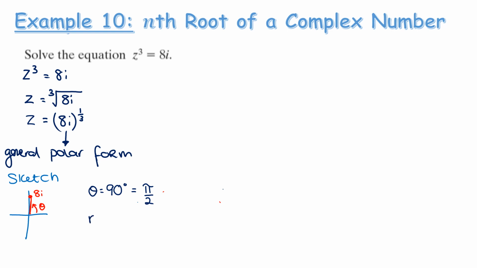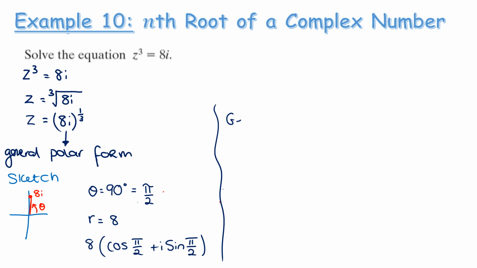And the modulus is going to just be 8, because you don't even need to use your formula, a squared plus b squared under the square root, because it's vertical. Any vertical or horizontal complex numbers are super easy to work with. So that means polar form would be 8 cos of pi over 2 plus i sine pi over 2, and that would be polar form. But I want to go one step further and get general polar form.